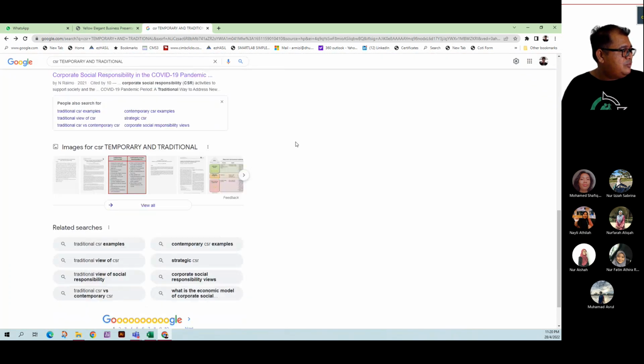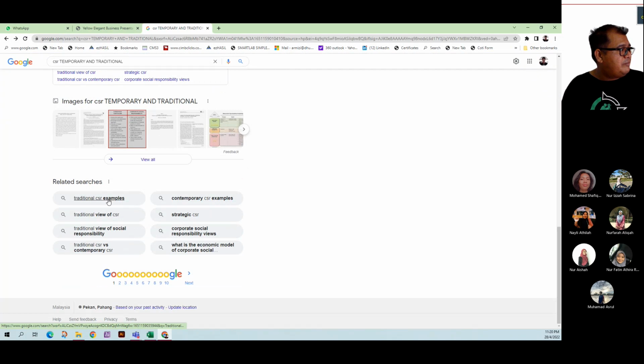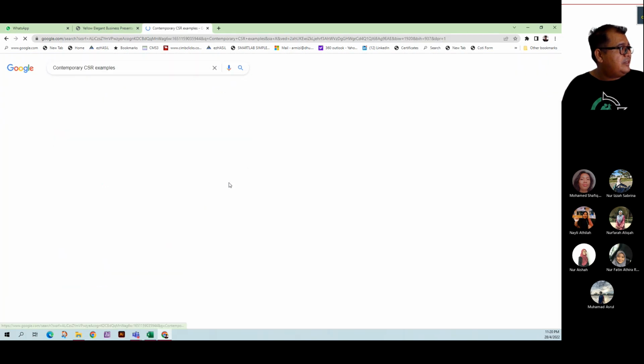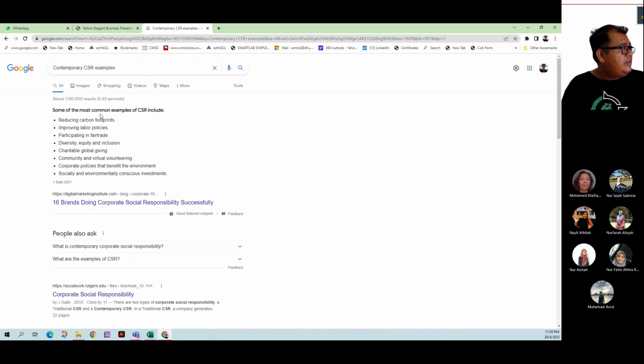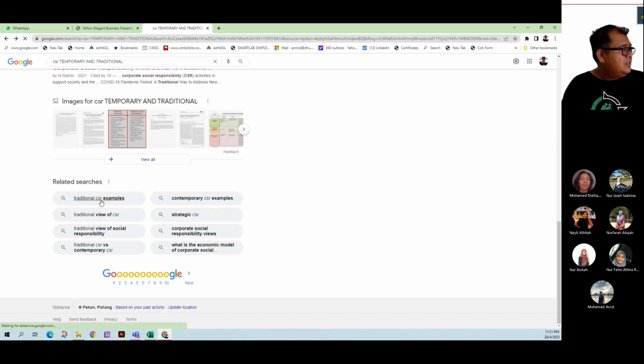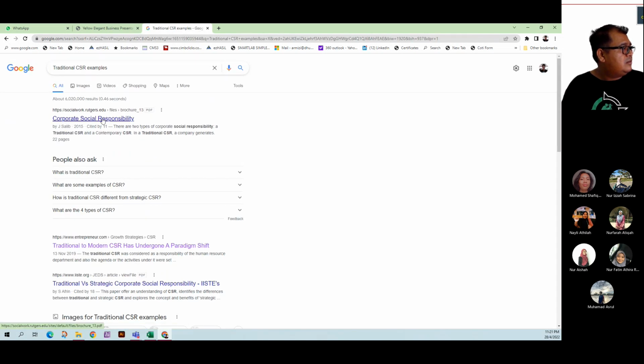Okey tak yang tadi? Sebab saya cuba Google traditional CSR example, contemporary CSR example. Kalau contemporary, common, reducing carbon footprint, improve labour policy participation. Yang ni contemporary. Social environmental. Kalau traditional tadi? Traditional, modern, traditional versus strategic. Ni ke?